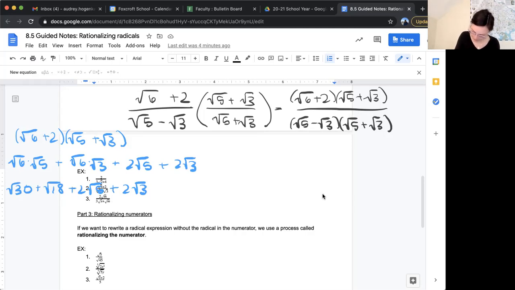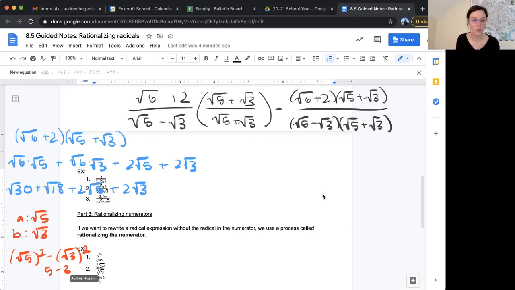Then in my denominator, I know that I have a minus b times a plus b, which is going to give me a squared minus b squared. My a is square root of 5, my b is square root of 3. So I'm going to have square root of 5 squared minus square root of 3 squared. So that would be 5 minus 3. Because again, you can do the math there, or you can think, okay, if I'm squaring the square root of something, those are just going to cancel and I'm going to be left with my number. So my denominator is just 5 minus 3, which is 2.